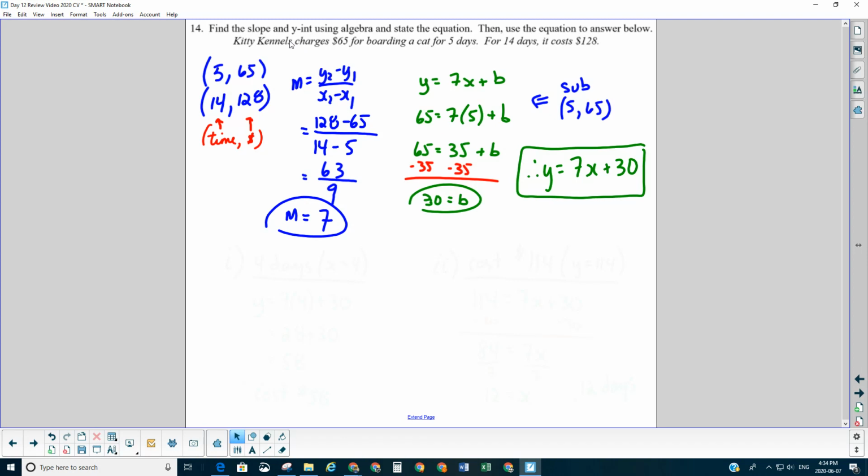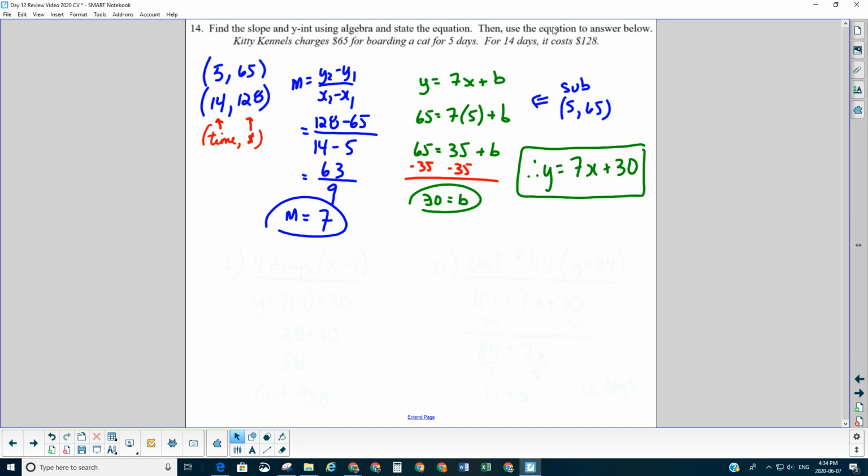So we've answered the first part of this. We found the slope and the y-intercept and stated the equation. Don't forget to state the equation. And we can test this. Let's test it on an easy number here. Let's test it on 5 days. So if it's $7 a day, 7 times 5 is 35. Plus your $30 sign up fee is $65. So that is correct.